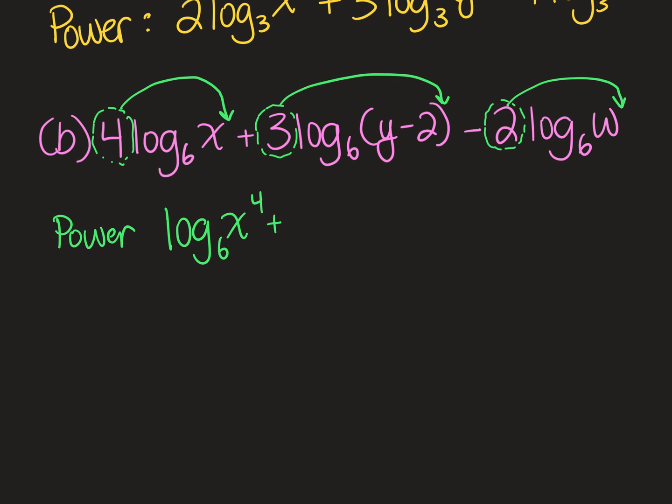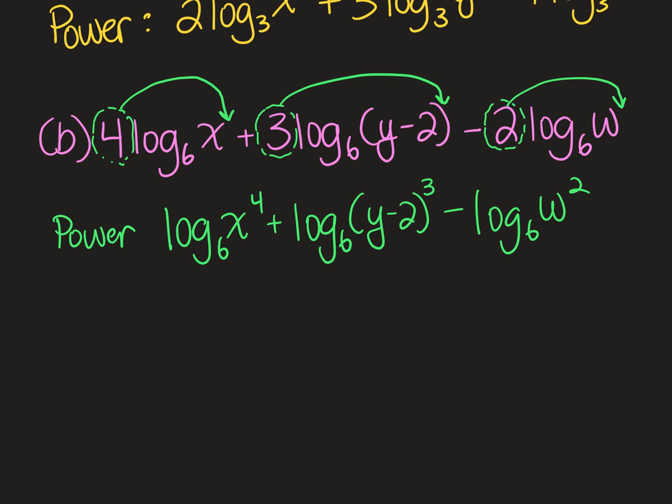So I would have log base 6 of x to the 4th plus log base 6 of y minus 2, that whole quantity cubed, and then minus log base 6 of w squared. Now, I'm very intentional about this. I take it 2 logarithms at a time because if I try to do all 3, I'm probably going to make a mistake. So I'm going to start from left to right and work on combining 2 logarithms at a time.